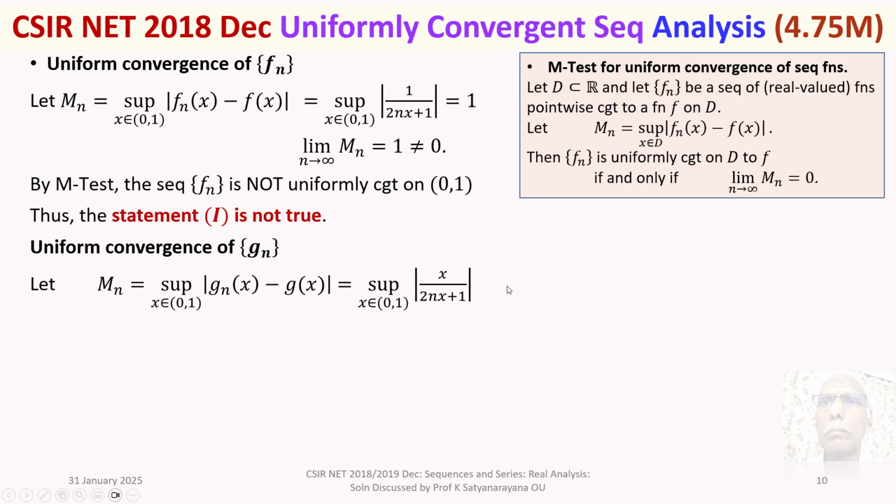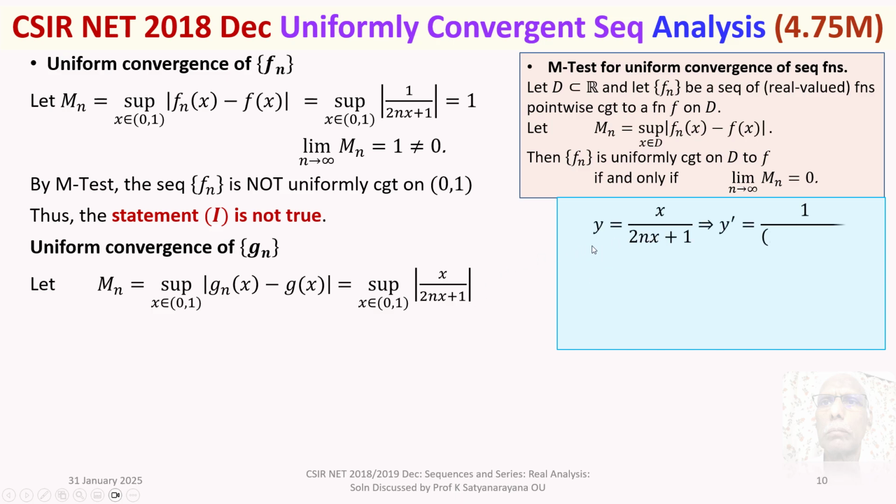That is the question. To calculate the supremum, we have given this in the snippet. Let us call this y equal to x by 2nx plus 1. Take its derivative with respect to x. Then it is 1 by 2nx plus 1 whole square. This implies y prime is greater than 0 for all x belongs to 0 to 1. That means y of x is a strictly increasing function on 0 to 1.